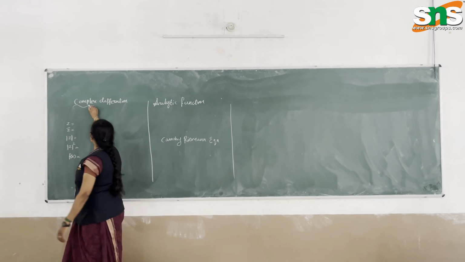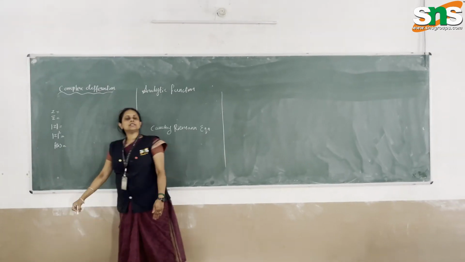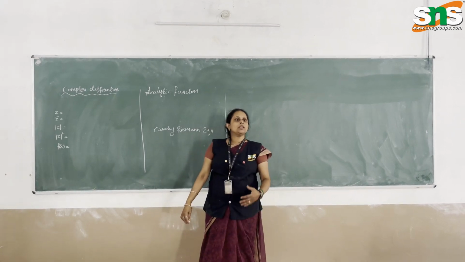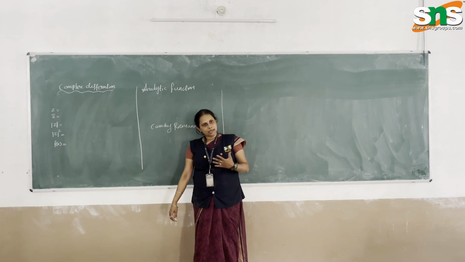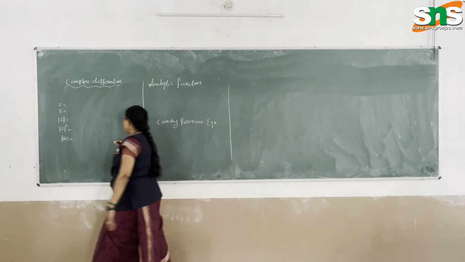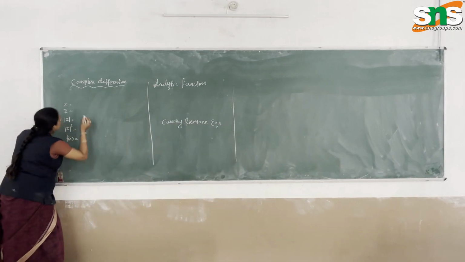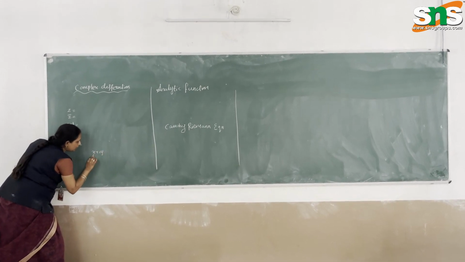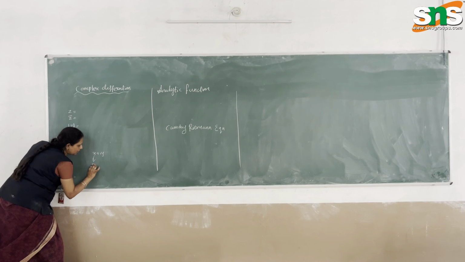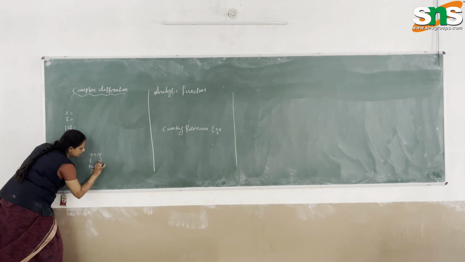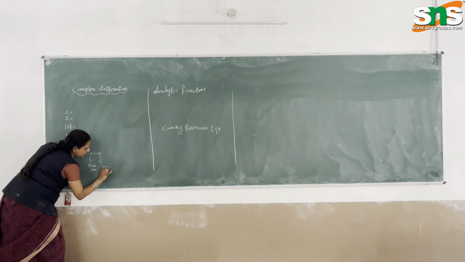Complex differentiation. So before that, what is a complex number? A complex number combines the real and imaginary parts. Here it is x plus iy, where x is the real part, and y is the imaginary part.